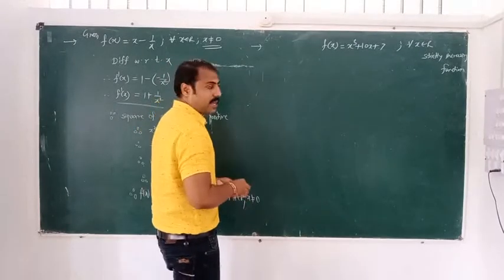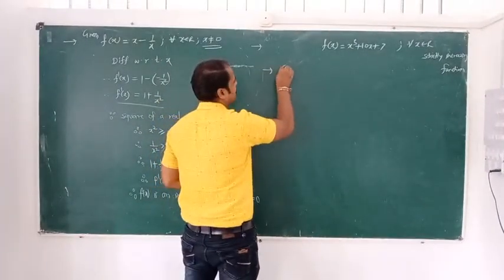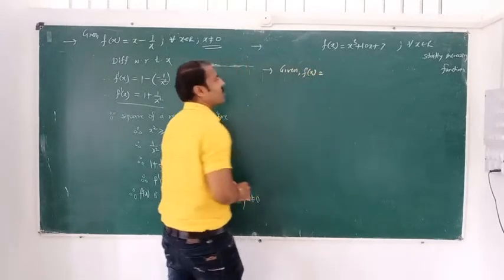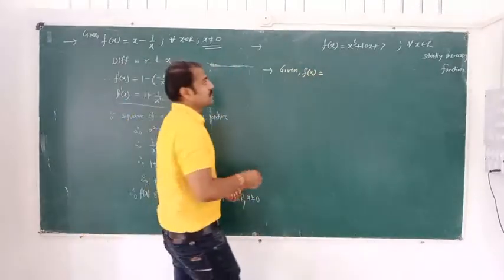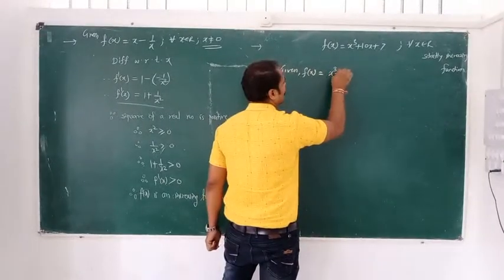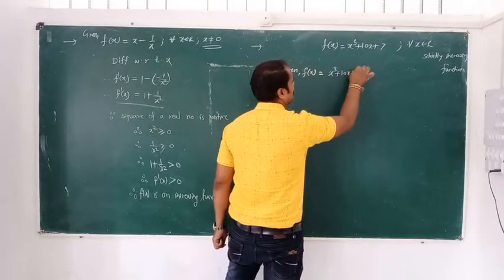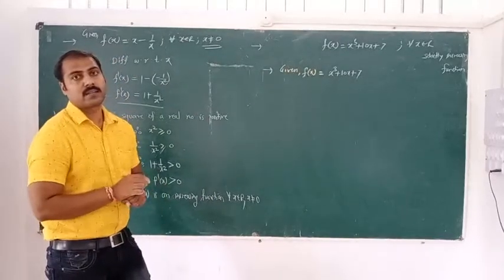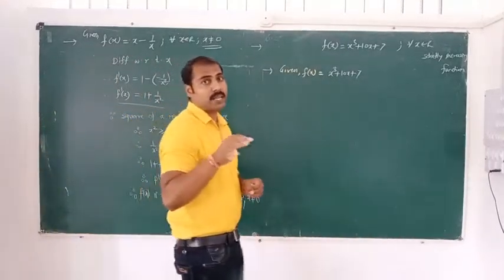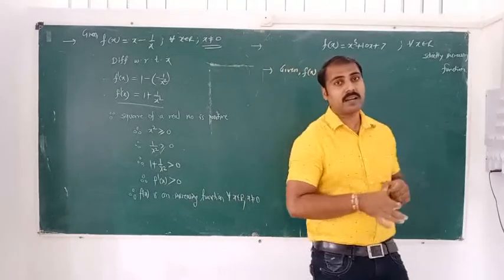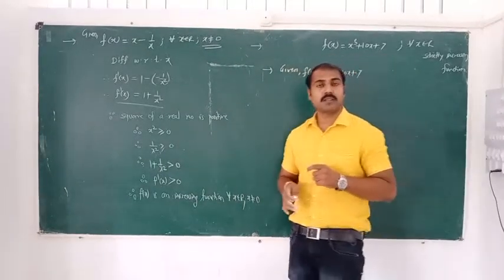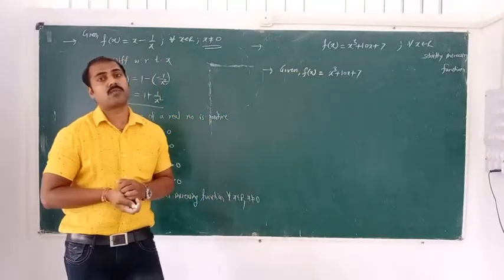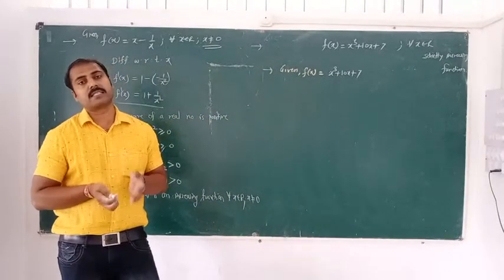So in solution I can write here, given f of x is equal to x cube plus 10 x plus 7. We learn about application of derivatives. When derivative is positive, then function is increasing, and when derivative is negative, then function is decreasing.